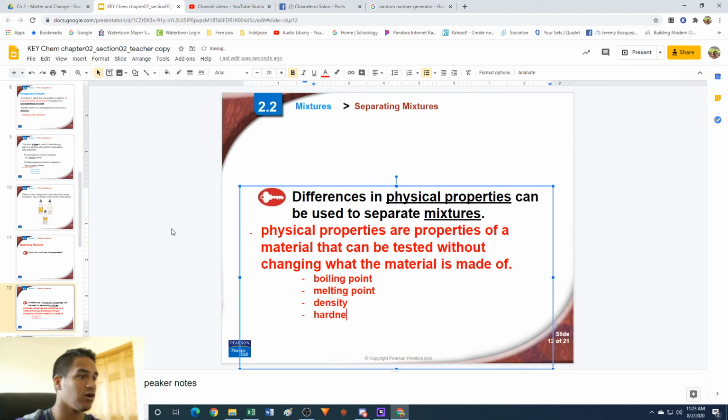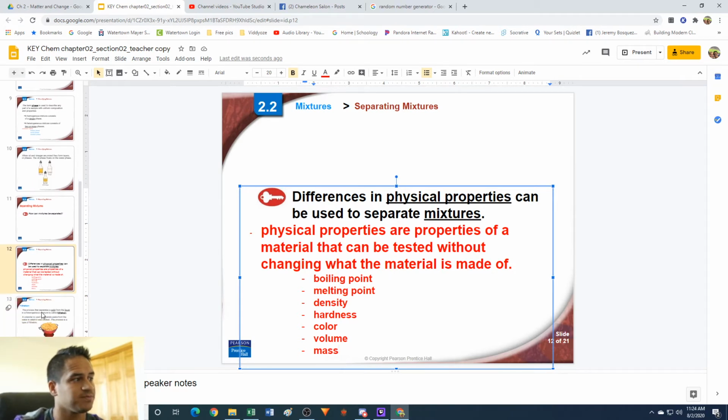Density, hardness, color, size, or you could say volume, or mass. Okay, all of these things are properties about a material that can easily be tested or checked. And after you test those things, the material is still made out of the same stuff. You haven't changed it into anything new. Okay, so that's how we usually will separate mixtures.